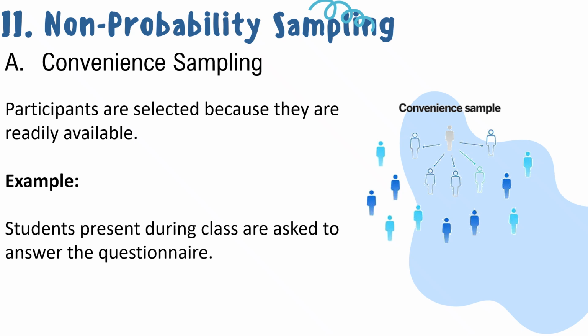So convenient does not automatically mean scientifically best. It is easy to conduct, but because participants are selected based on availability, the sample may not represent the entire population. Okay, so for convenience sampling, convenience is equal to who is easiest to reach.